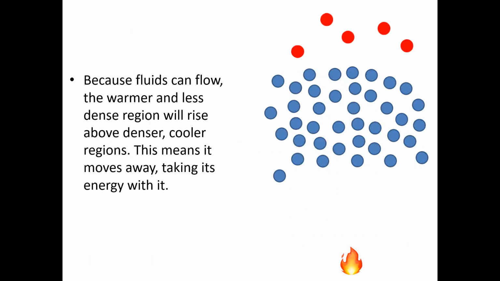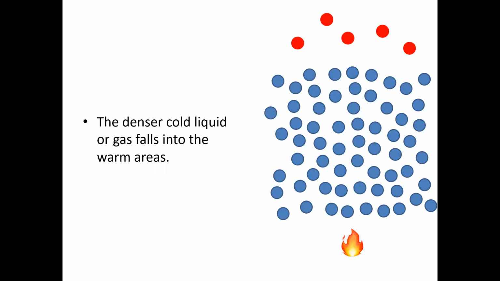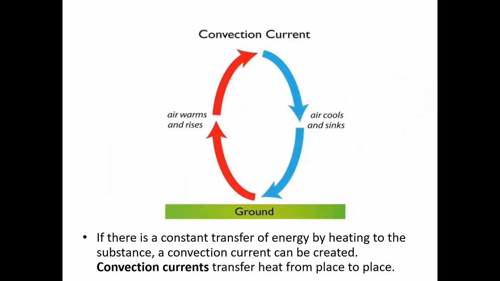So, because fluids can flow, the warmer and less dense region will rise above the denser, cooler regions. And this means it moves away, taking its energy with it. Then the denser cold liquid or gas will fall into the warm area and the cycle will repeat. So if there is a constant transfer of energy by heating to a substance, a convection current can be created, and the convection current will transfer heat from place to place.